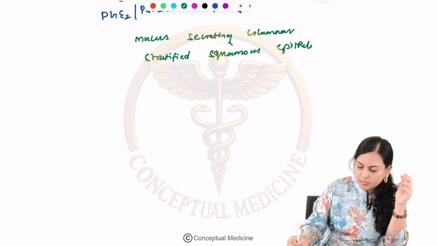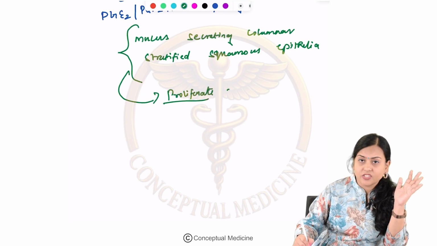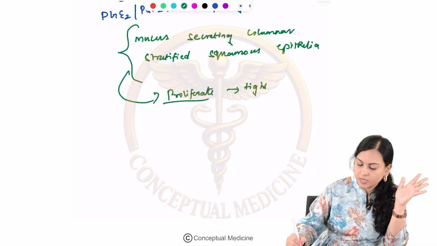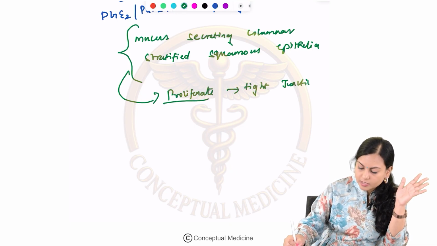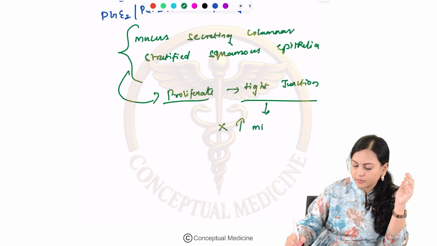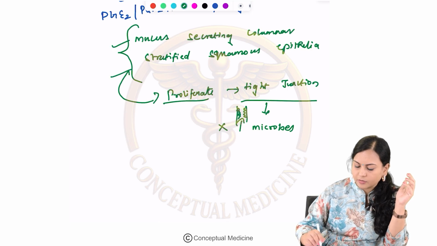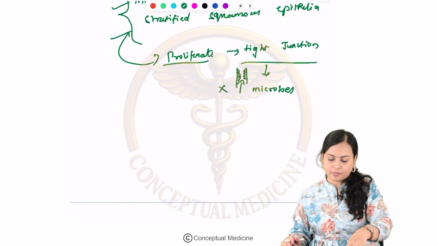So, these cells are going to proliferate and form a tight junctional barrier. This will prevent the ascent of microbes. Microbes cannot ascend through the endocervical canal. This is the endocervical canal, where you will have the types of cells I have shown: mucus-secreting columnar and stratified squamous epithelium.